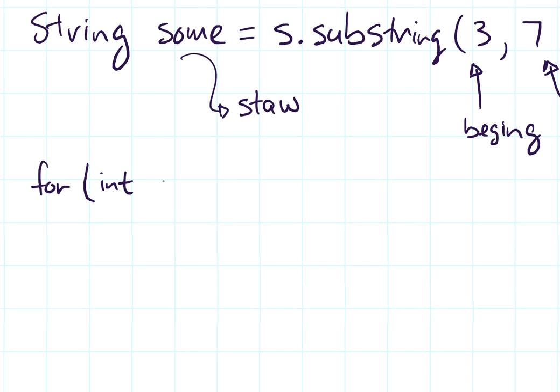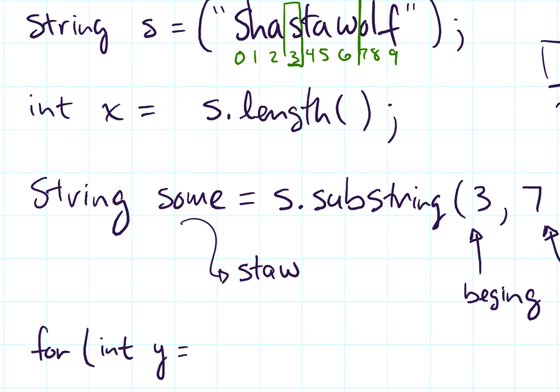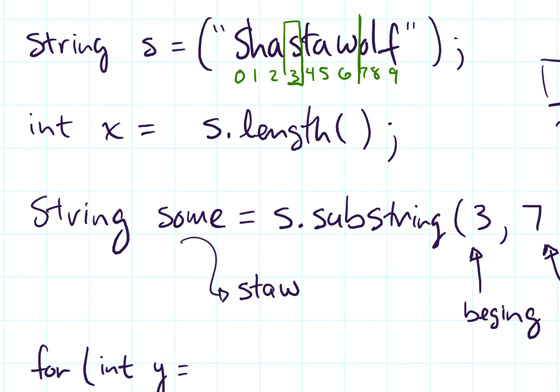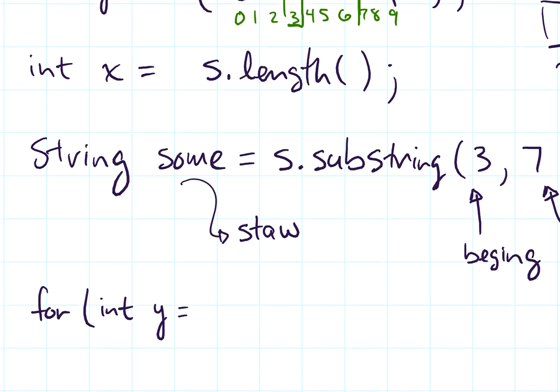We'll just use, I've already used x for dot length, so let me use a different one. I'll use y. For int y equals, now, here's the bad news. I don't want to start at 0 because I'm going to print it backwards. I want to start at 9, but I don't know that it's always going to be a 9. So I'm going to start at x minus 1. So x is the length of the string minus 1.